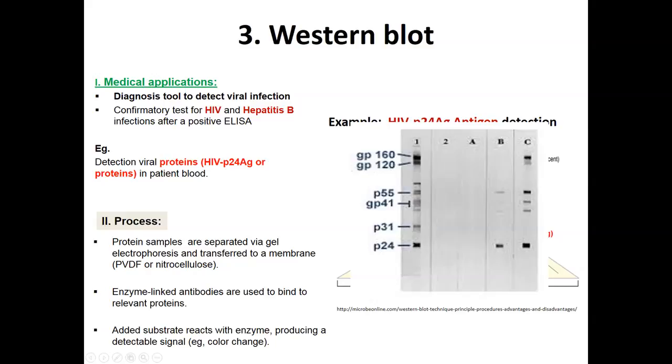Now, for instance, in line 1 you run in the gel known proteins of the HIV virus. All those proteins are already known, and you run them as a control. Then you run your patient samples A, B, C next to it, and you add the antibody. Obviously, the antibody is going to recognize the control proteins. But look at these proteins, these are from the patient.